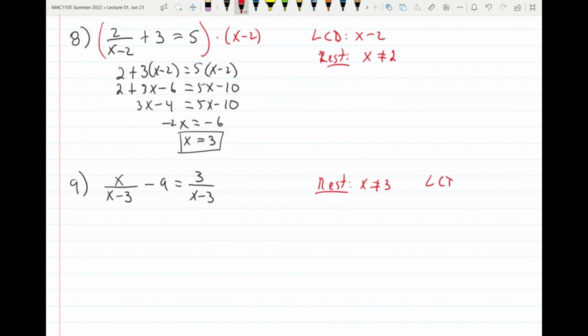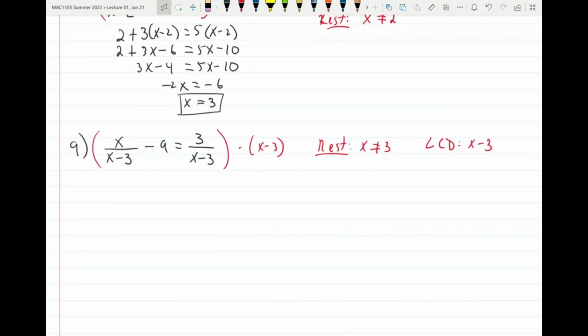All right, what's the LCD? x minus 3. x minus 3, good. Notice that x minus 3 is the same guy in both cases, so that's fine. So multiply everything by x minus 3. All right, who can tell me what we get in the next line? After we multiply by x minus 3, what should I write? Yeah. x minus 9x plus 27 equals 3.